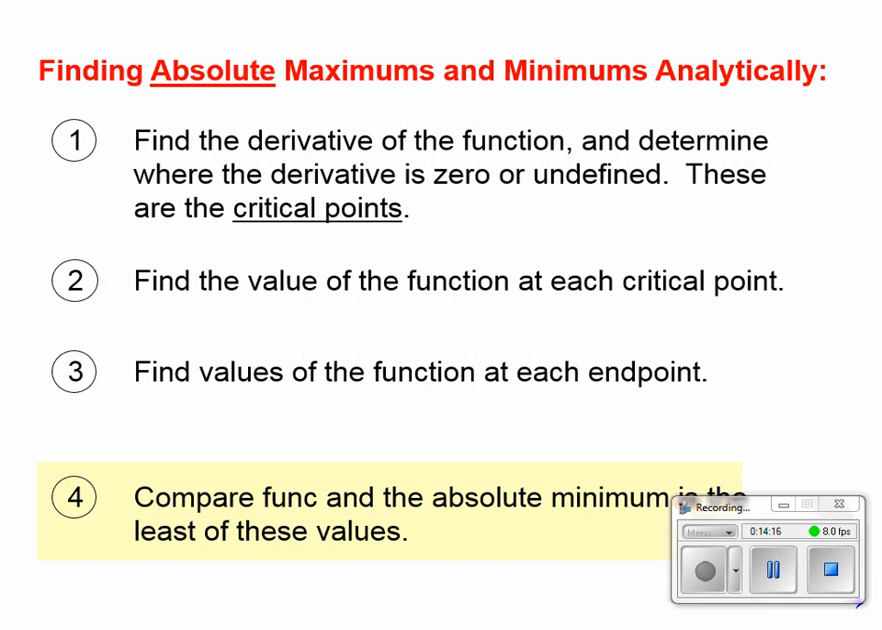This guy somehow got cut off right here. So compare the functional values. Compare the y values that you found at the critical values and at the endpoints. The absolute min is the least of these. The absolute max is the greatest of these. Yeah, that's what got cut off.